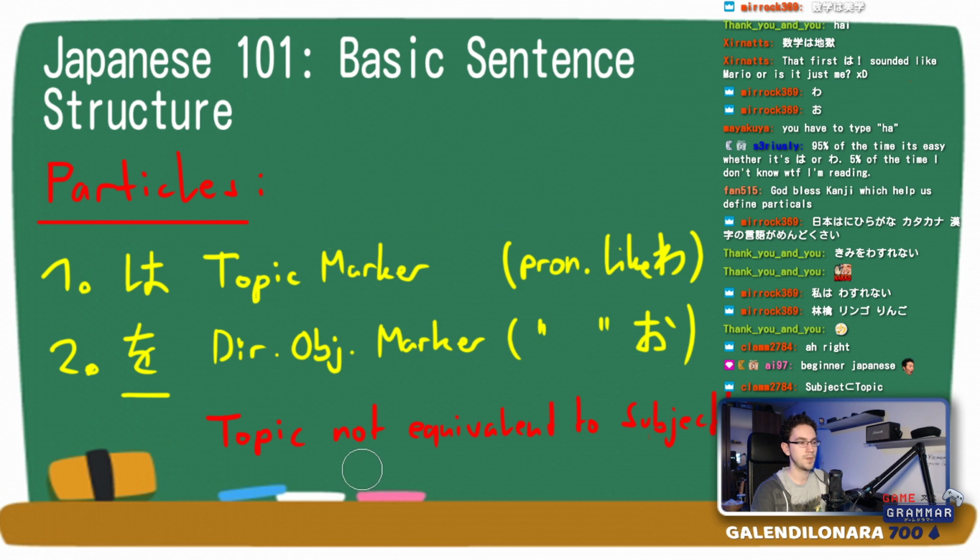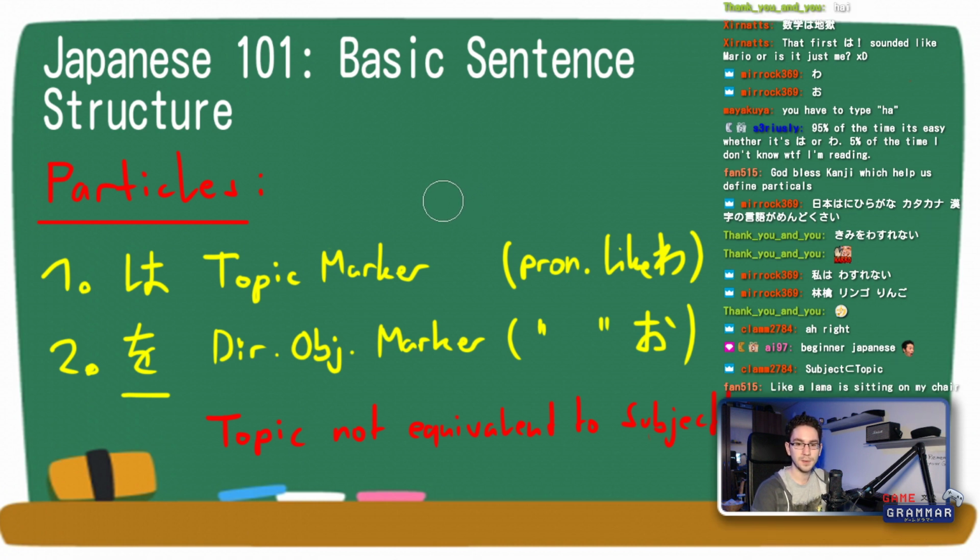All right, now we're actually ready. We're basically there, guys. Are you ready? Hold on to your hats, because now we've learned everything we need to make a basic Japanese sentence.